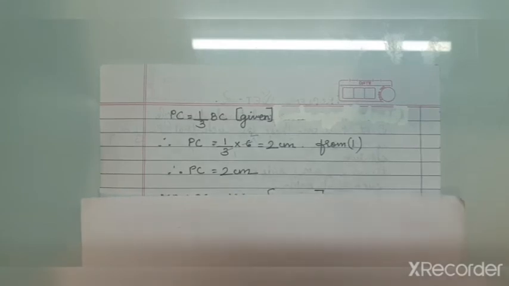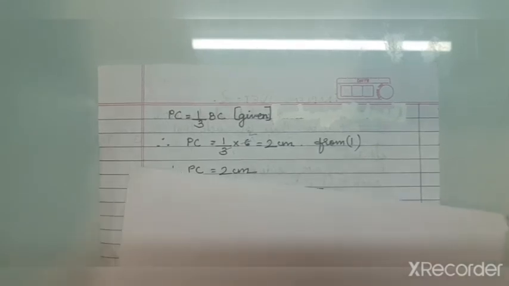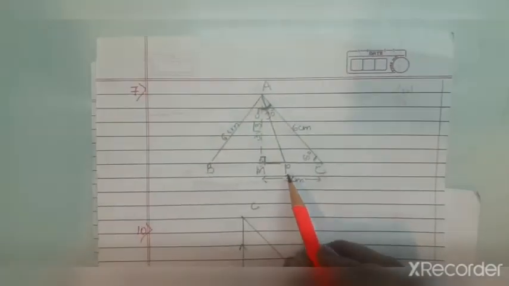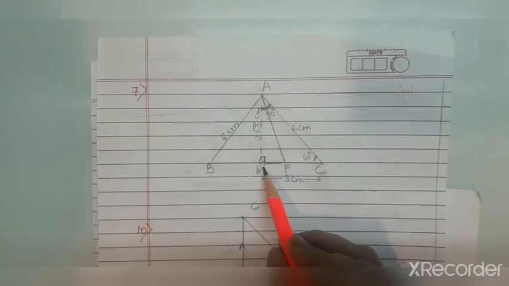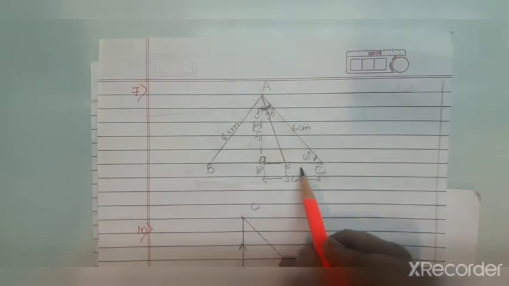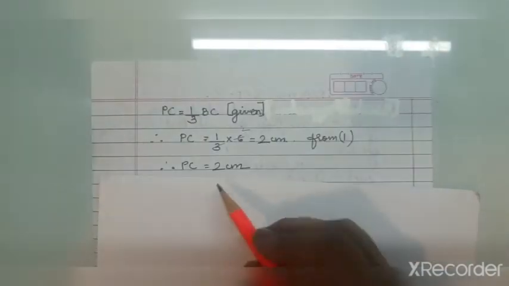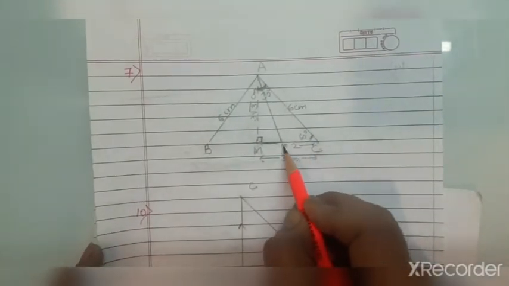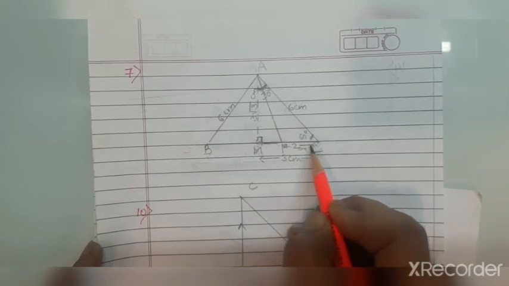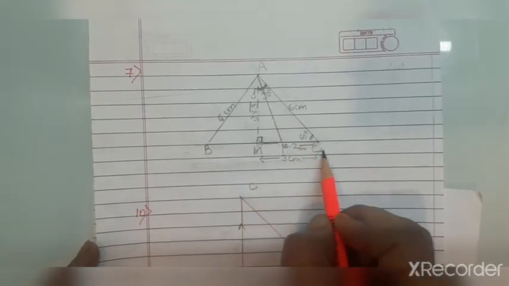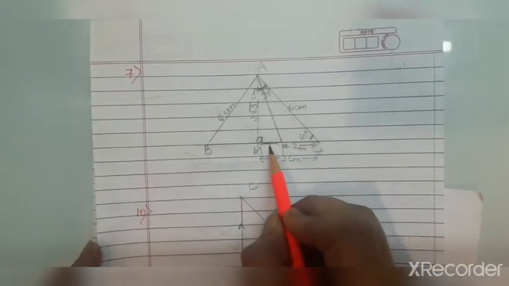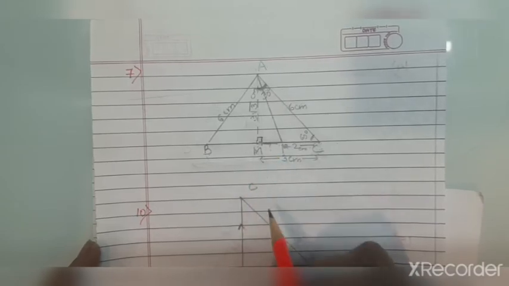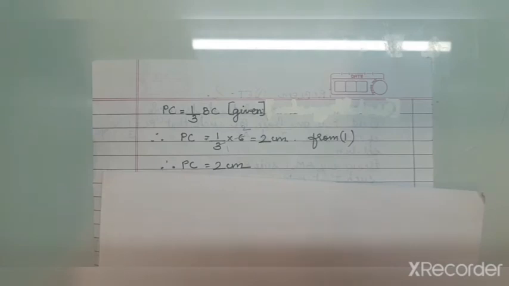Okay, after we get PC, I showed you in the figure also that we know how much MC is. Just now we got PC, and PC is equal to 2 centimeter. So if I show you here in the figure, if MC is 3 centimeter and PC is 2 centimeter, so naturally MP we can find, that is 1 centimeter. Okay, that we have to show with calculation.